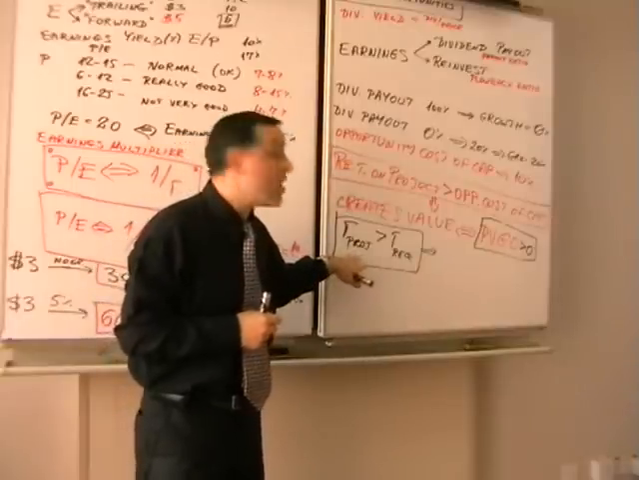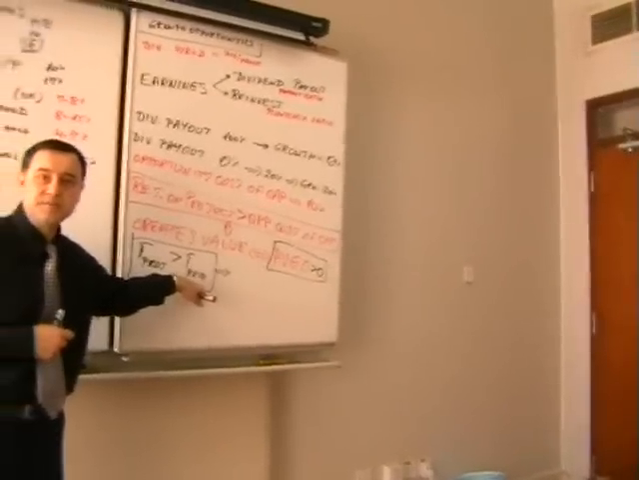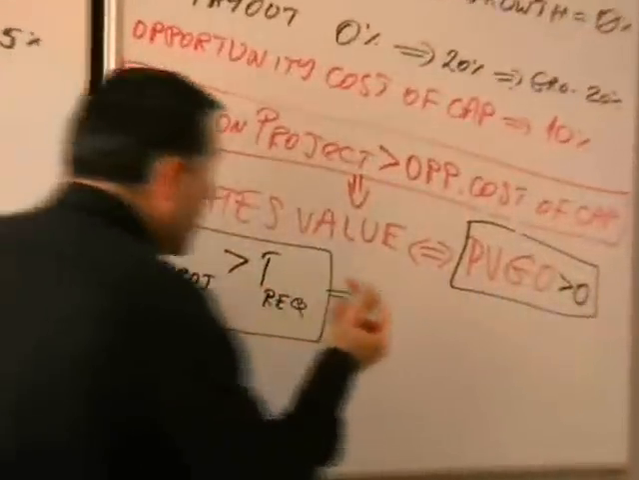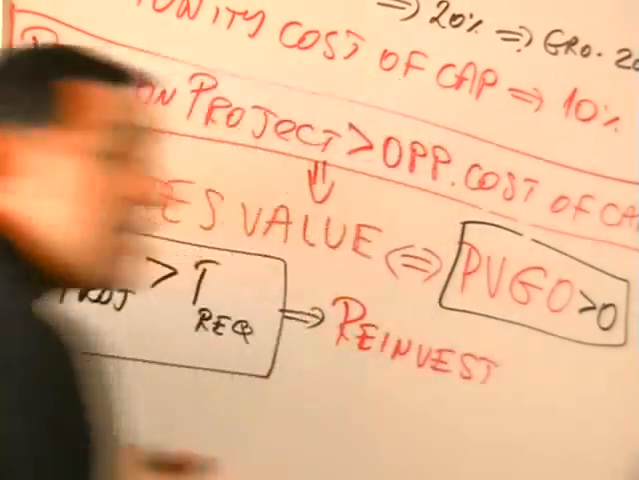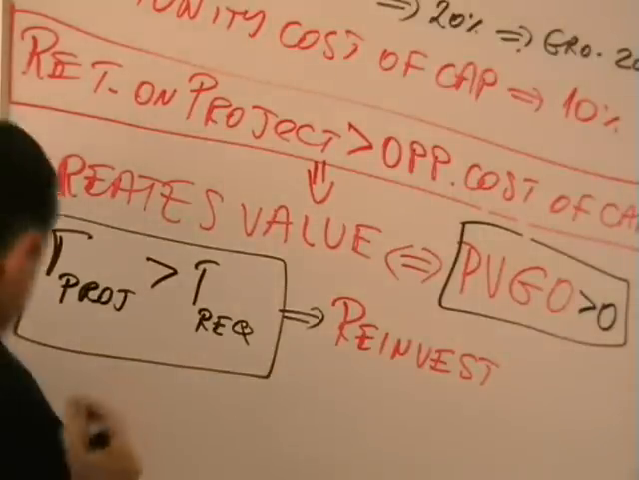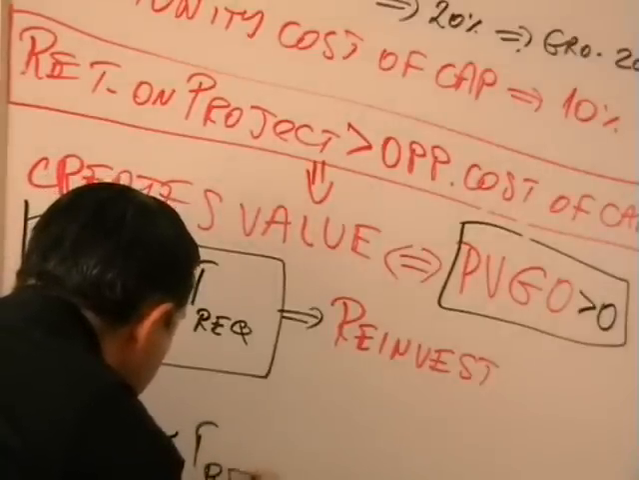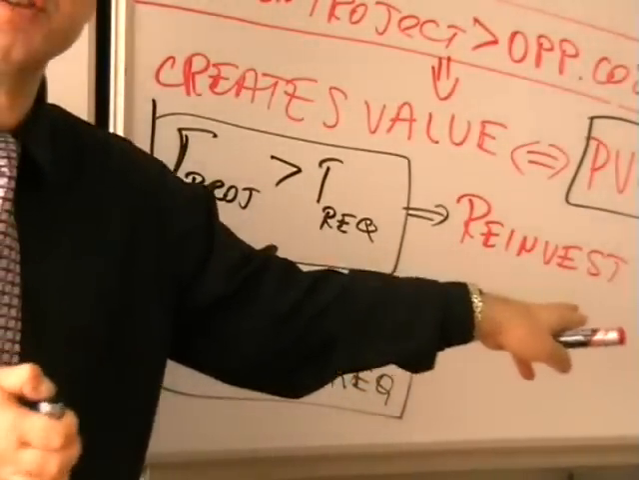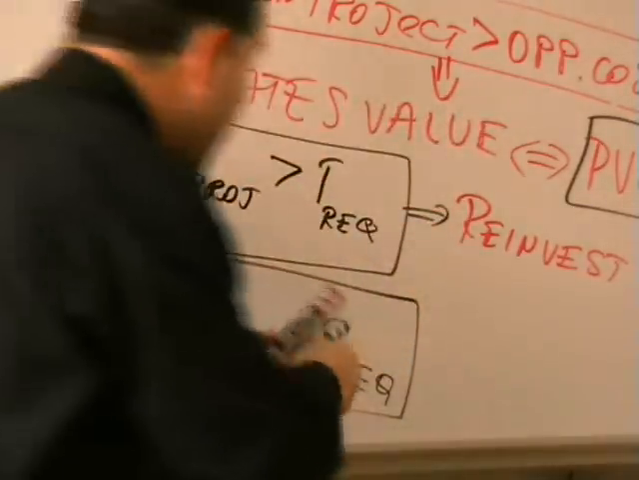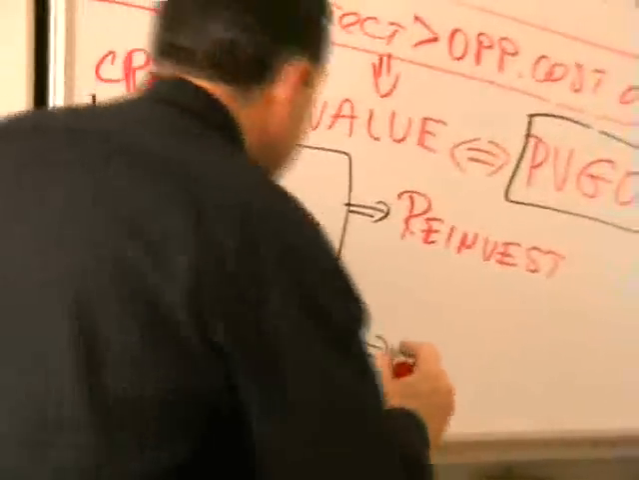So when the return on a project is greater than the required return, then you reinvest. When the return on a project is less than the required return, then the answer is you don't invest. And if you don't invest and have free cash flow, then the answer is pay out or distribute as a dividend.